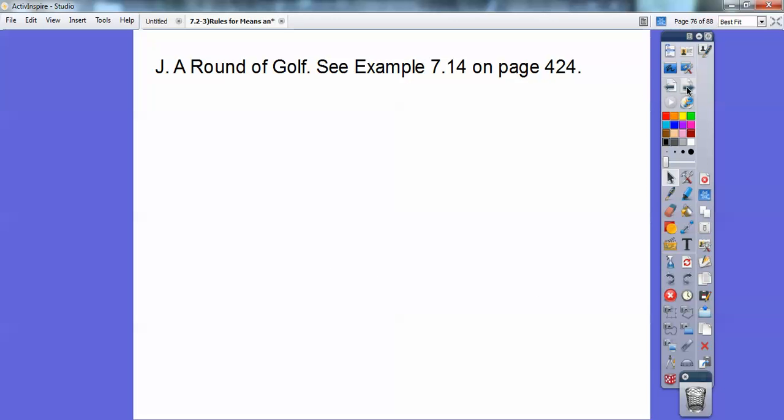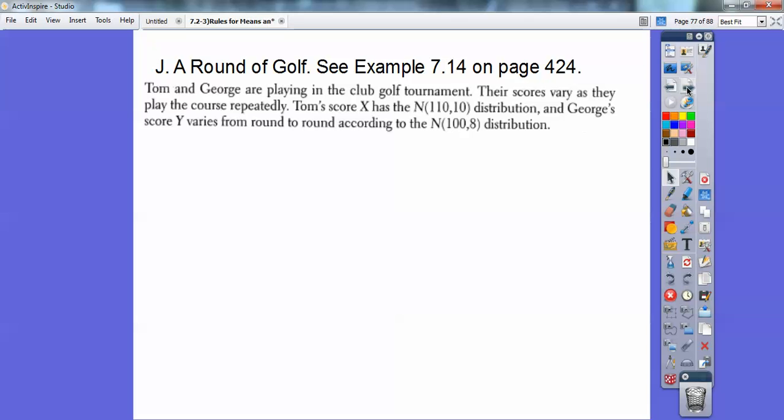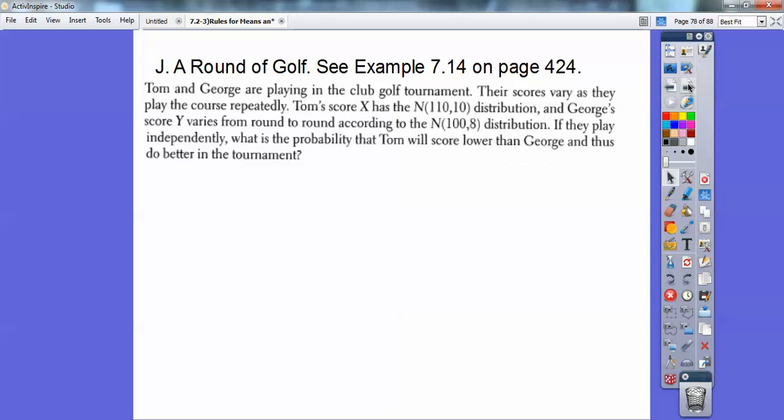13.55%. All right, and then we're going to do a round of golf, sample 714 on page 424. Tom and George are playing in the club's tournament, and their scores vary as they play the course repeatedly. Tom's score X has the normal distribution of 110 with standard deviation of 10, and George's score Y varies round and round with this normal distribution, 100 and standard deviation 8. If they play independently, what's the probability that Tom's score will be lower than George's score and thus do better in the tournament?